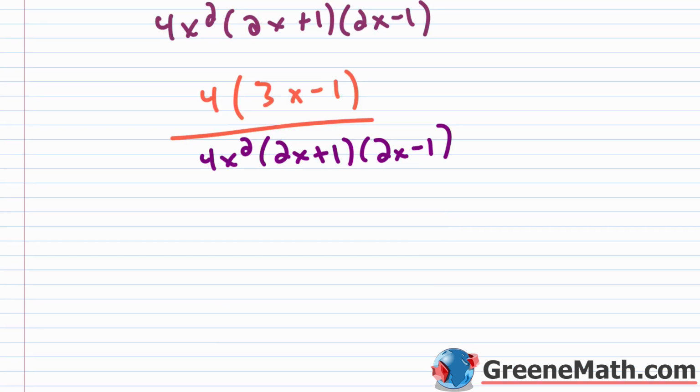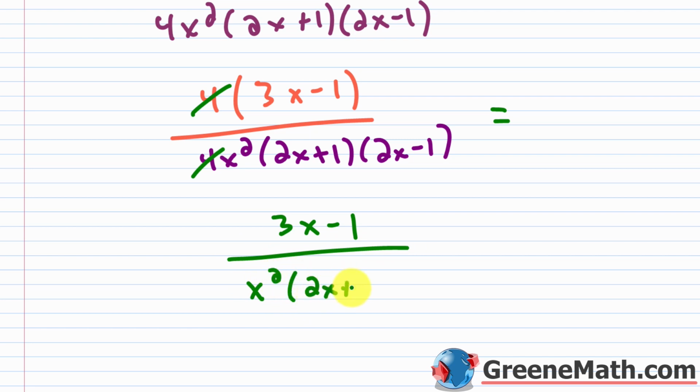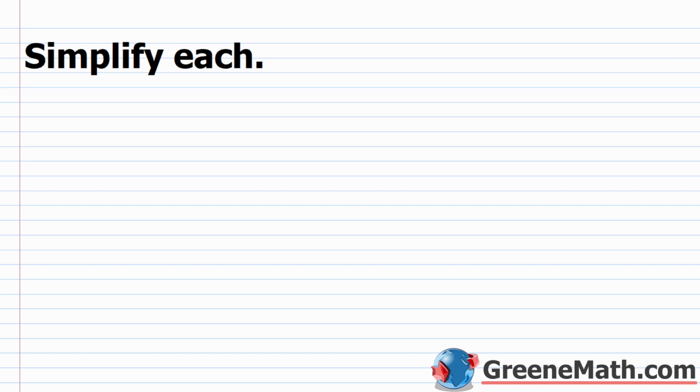And lastly, we see that this 4 would cancel with this 4. And so my simplified answer is 3x minus 1. Don't need parentheses. It's not multiplying anything. Over, you have this x squared out in front times the quantity 2x plus 1 times the quantity 2x minus 1. All right, let's take a look at our practice test.